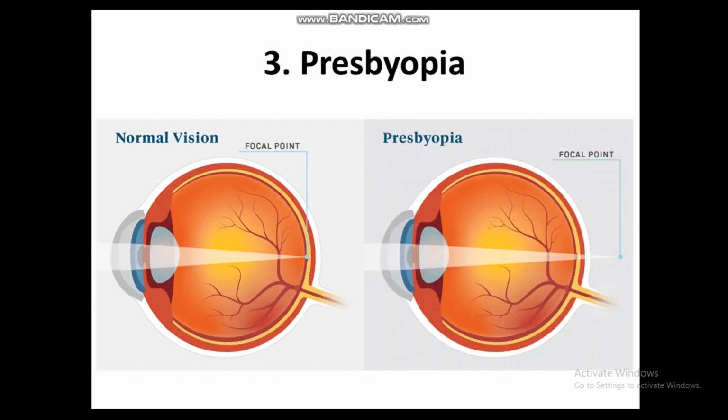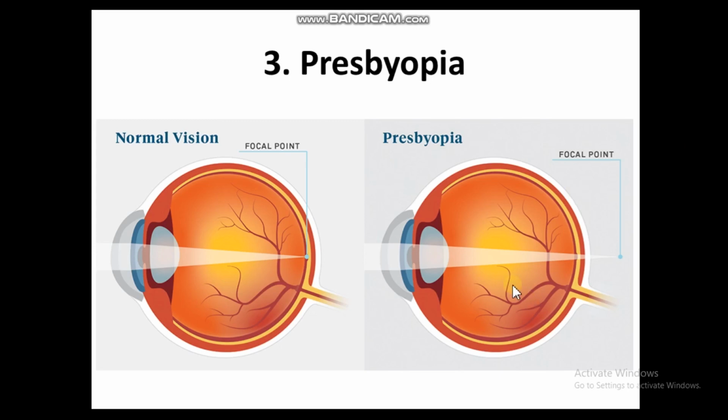So the third defect of vision is presbyopia. It is like hypermetropia, but with one slight difference: presbyopia occurs due to old age. In hypermetropia it can occur at any age, while presbyopia generally occurs at old ages.